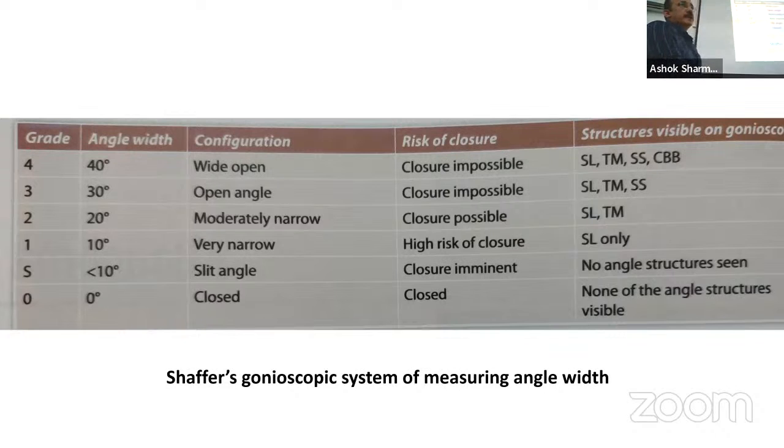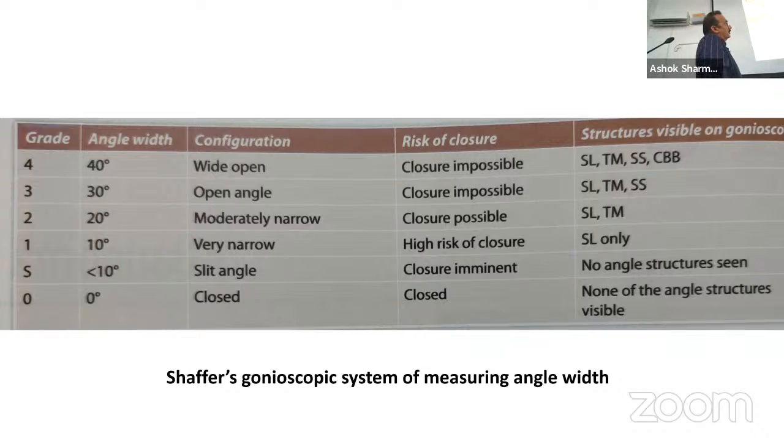We have grading of angles depending on gonioscopy, or depending on degree, we have different types of grading systems. So grade 4 is around 40 degrees, wide open. Closure is impossible. We see Schwalbe's line, trabecular meshwork, scleral spur, and ciliary body. So all four structures are visible. In grade 3, you don't see the ciliary body. The angle is narrowed to 30 degrees. Grade 2, 20 degrees, right? Closure is possible, but you are only seeing Schwalbe's line and trabecular meshwork.